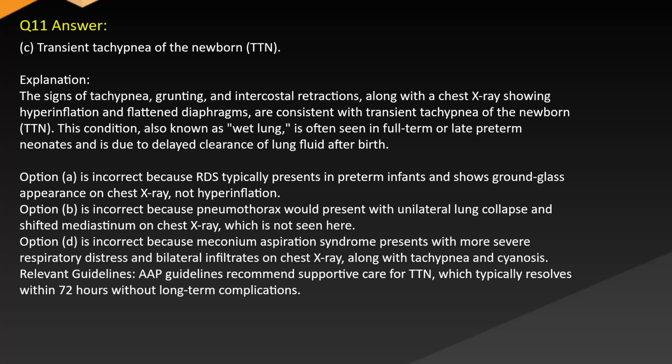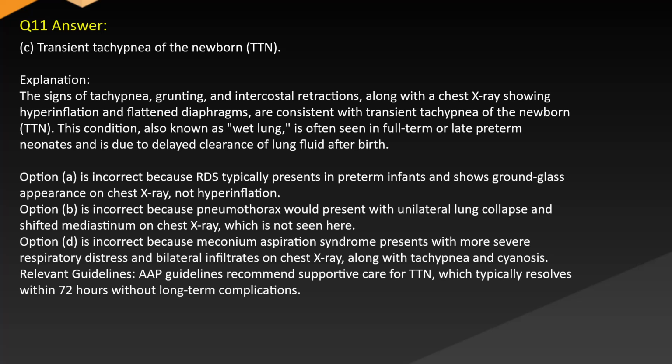Explanation: the signs of tachypnea, grunting, and intercostal retractions, along with a chest X-ray showing hyperinflation and flattened diaphragms, are consistent with transient tachypnea of the newborn, TTN. This condition, also known as wet lung, is often seen in full-term or late preterm neonates and is due to delayed clearance of lung fluid after birth.